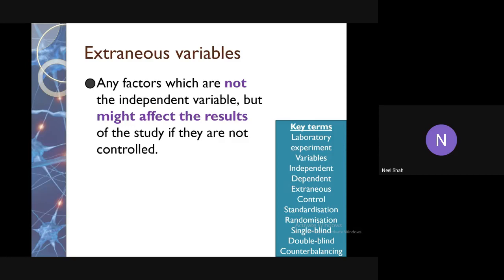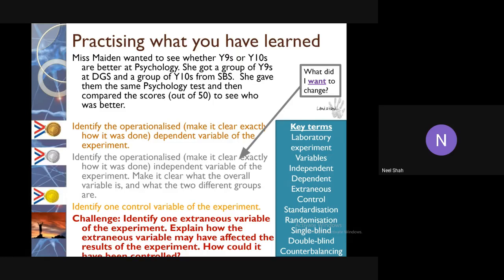So that's why if you do something in a laboratory, you try and get rid of more of these extraneous variables. Okay, so let's give you an example here, looking at the different types of variables. What are they here? Miss Maiden wanted to see whether year 9s or year 10s are better at psychology. So she got a group of year 9s and a group of year 10s. She gave them the same test and then compared the scores to see who was better.